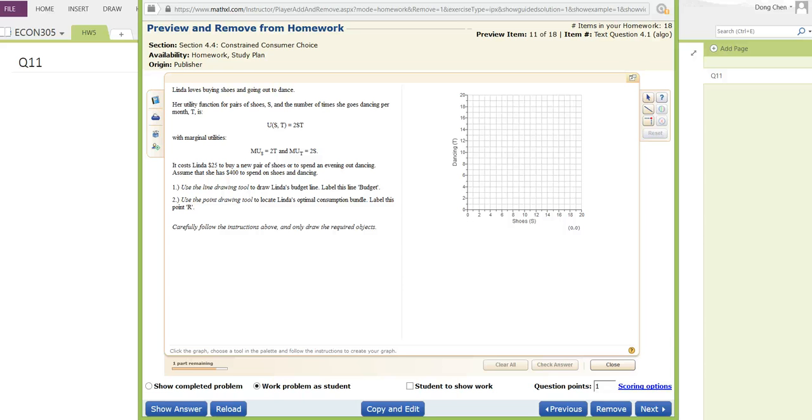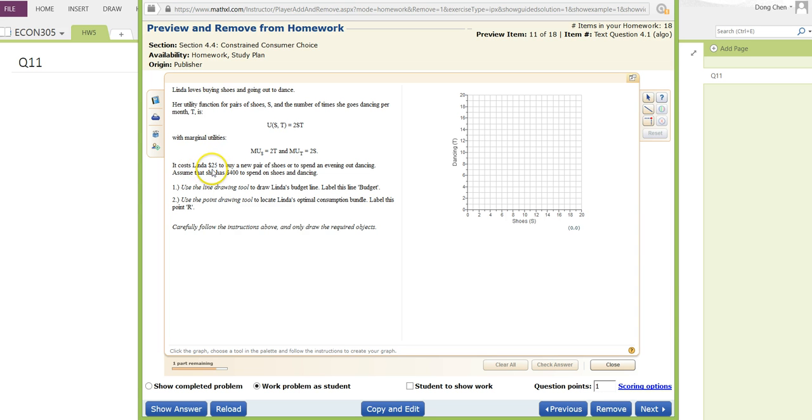Alright, so this is question number 11 of homework 5. Let me read the setup first. Linda loves buying shoes and going out to dance. Her utility function for pairs of shoes S and the number of times she goes dancing per month T is U(S, T) equals 2 times S times T, with marginal utilities: marginal utility of S equals 2 times T, and marginal utility of T equals 2 times S.